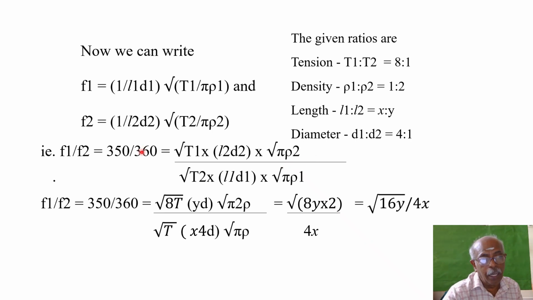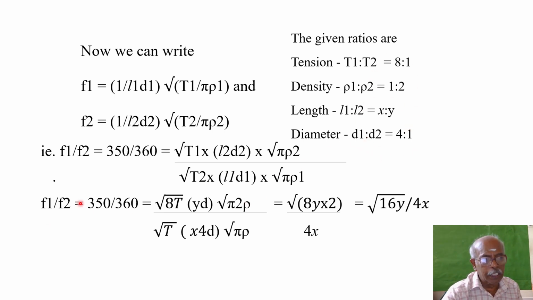Okay. Now the ratios are given in the question. Tension T1 is to T2 is equal to 8 is to 1, that means T1 is 8T and T2 is T. Density rho 1 is to rho 2 is equal to 1 is to 2, so rho 1 is equal to rho and rho 2 is equal to 2 rho. Length L1 is to L2 is equal to x is to y; this is what you have to find out. D1 is to D2 is equal to 4 is to 1. So you can apply all these ratios.